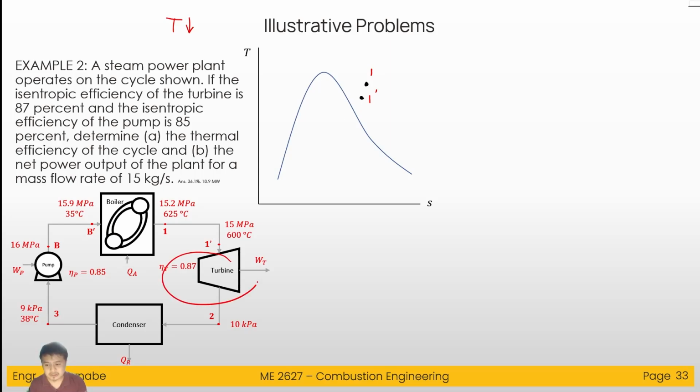Upon expansion in the turbine, there is an isentropic version, the straight line. But in reality, it will be non-isentropic. So this will be your isentropic point, and this will be your non-isentropic point. So this will be 2 prime, this will be your 2. And then going to the left, you also have an ideal, but in reality, there will be pressure drop. So this will be a little lower here.